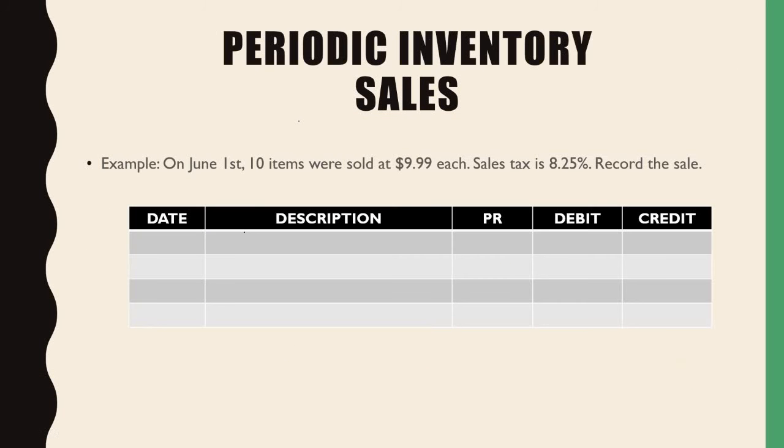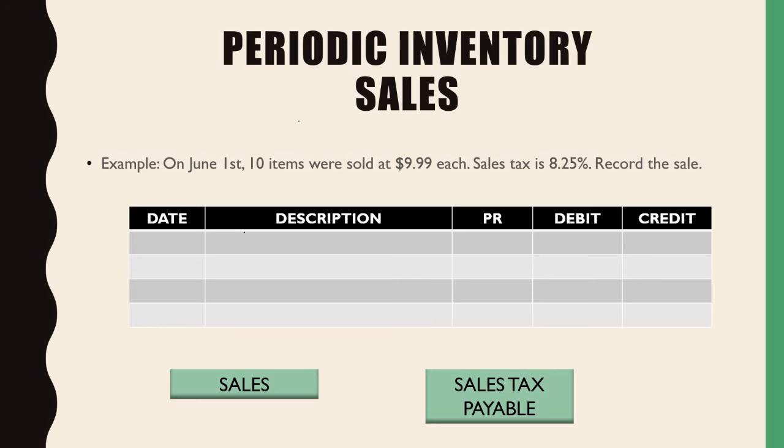Now, we're going to be exposing you to what happens when we actually sell a product. Here's an example: on June 1st, 10 items were sold at $9.99 each, and sales tax was 8.25%. Record the sale. In this case, I'm going to be introducing you to two accounts. Number one is sales, and the second one is sales tax payable.